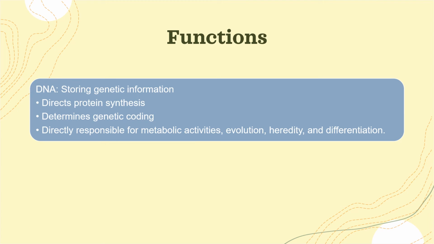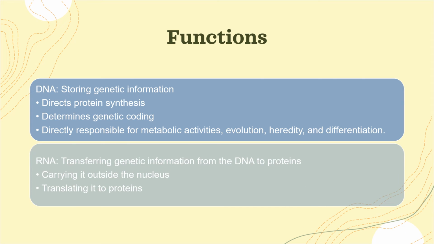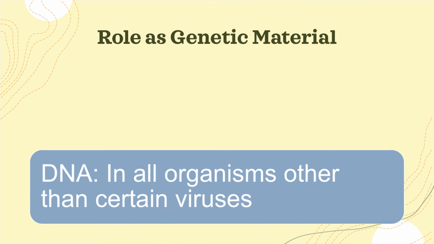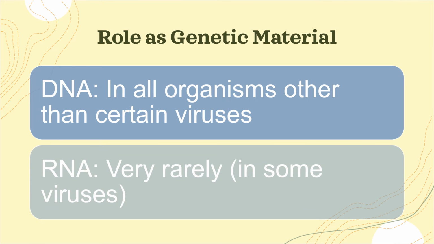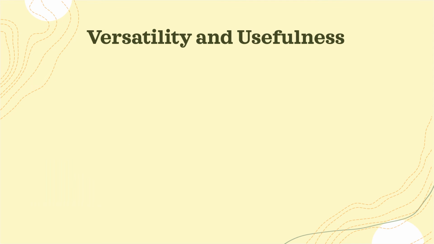Function of DNA includes storing genetic information, directing protein synthesis, determining genetic coding, being directly responsible for metabolic activities, evolution, heredity, and differentiation. RNA functions include transferring genetic information from DNA to proteins, carrying it outside the nucleus, and translating it to the protein. Role as genetic material. DNA is found in all organisms other than certain viruses. RNA is found very rarely, in some viruses.